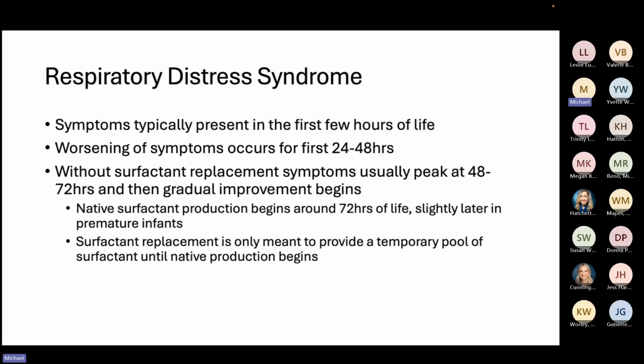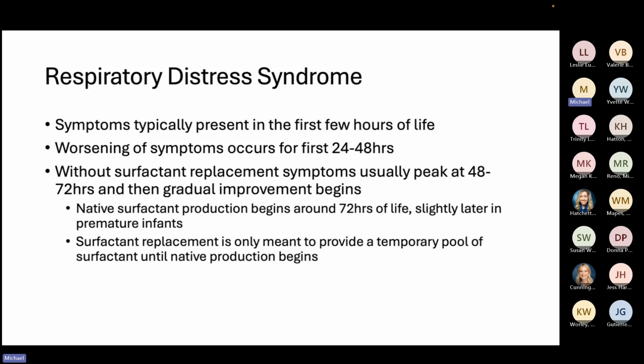So symptoms of RDS typically present in the first few hours of life. The symptoms worsen typically over the first 24 to 48 hours. This is the main differentiating factor between RDS and TTN, because a baby who is born with TTN is often the worst they're going to be in the first few hours of life and gradually improves over 48 to 72 hours. Whereas a child with RDS is going to gradually worsen over the first 24 to 48 hours and begin to improve after 48 to 72 hours. So that's why the time course can be important.